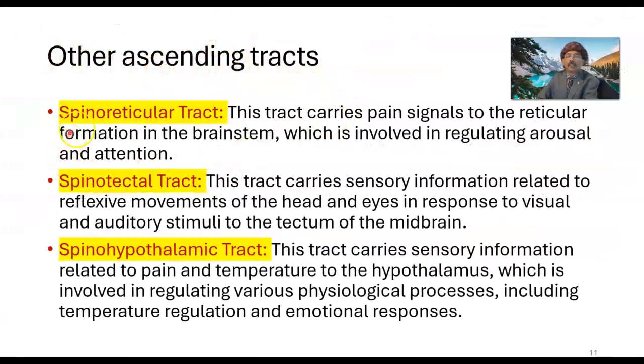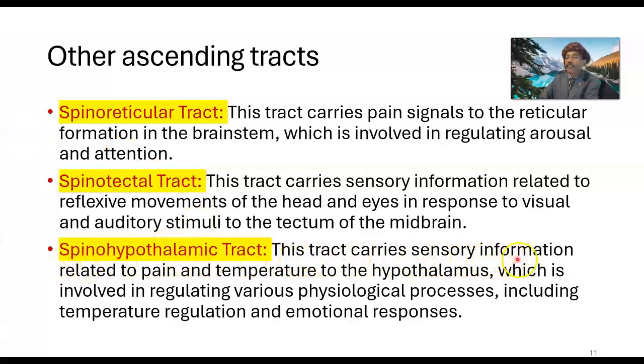We'll go to the other ascending tracts. Spinoreticular tract: the tract carries pain signals to the reticular formation in the brainstem. The reticular formation is a network of nerve fibers and neurons in the brainstem and upper part of the spinal cord extending to the brain, involved in regulating arousal and attention. Spinotectal tract: carries sensory information related to reflexive movement of the head and eyes in response to visual and auditory stimuli to the tectum of the midbrain. The tectum is a part of the midbrain, which has the tectum, tegmentum, and the cerebral aqueduct with some nuclei around it.